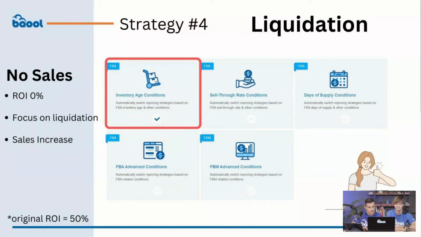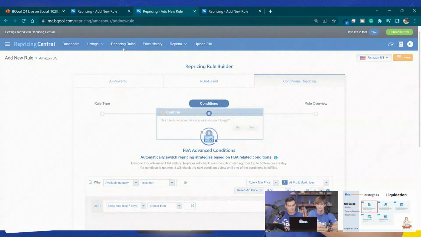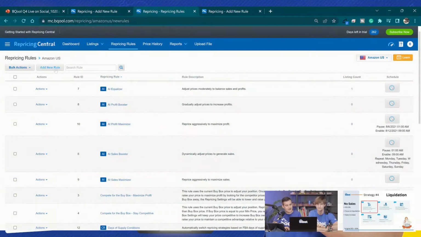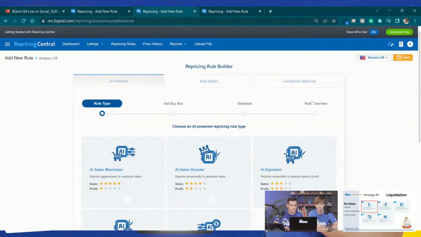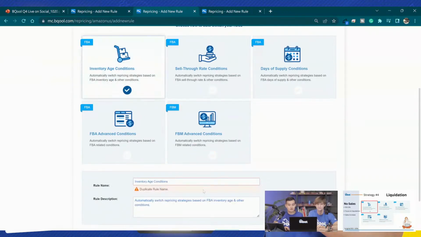So I'm going to share my screen again. Let's take a look together. Again, I am in the repricing here. I'm going to add a new rule. I'm going to redo this, so I'm going to clear everything out. I'm adding a new rule right now, and going to the third tab, conditional repricing. Here I select inventory age conditions, and so, inventory age conditions for Q4.